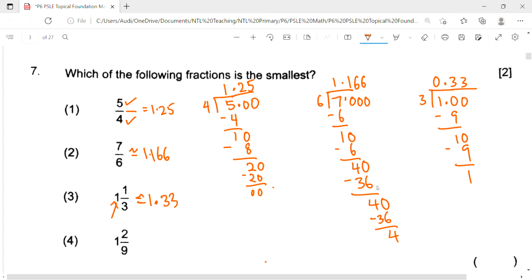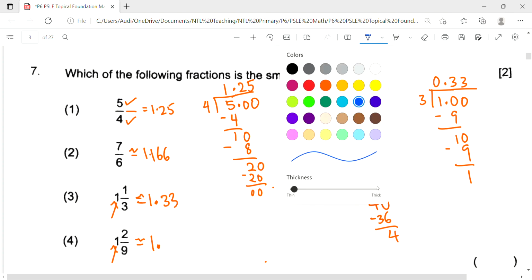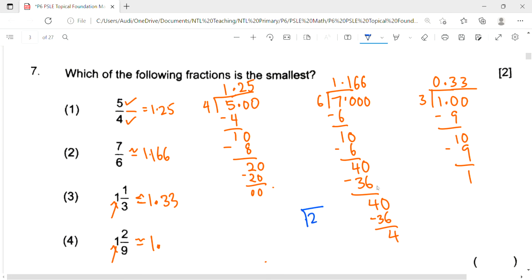Last one, number 4. Again, you see the 1 whole, so immediately you put 1 and a decimal point. Then this is 2 over 9. 2 over 9 means 2 divided by 9. So 2 divided by 9, 0, decimal point, 2, 18, 2, another 0, 2, 18, and I think we can stop here. So this is 1.22.